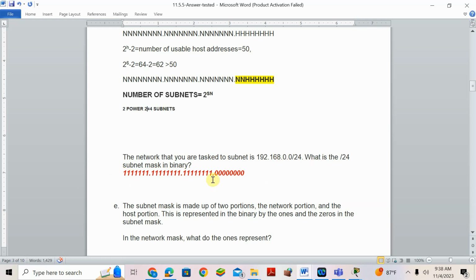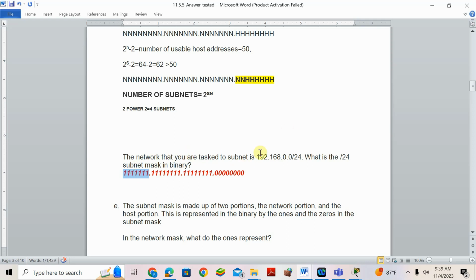So 24 bits. Okay, network means 1, 0 means host. So we have 24 bits of network. What I will do is 8 ones, then dot, 8 ones, dot, 8 ones, dot, 8 zeros. You know 2 power 8 is 256. If I start with 0, it will be 255. So this is 255. 2 power 7, 2 power 6, like that down to 2 power 0. When you give all the ones, the decimal value will be 255.